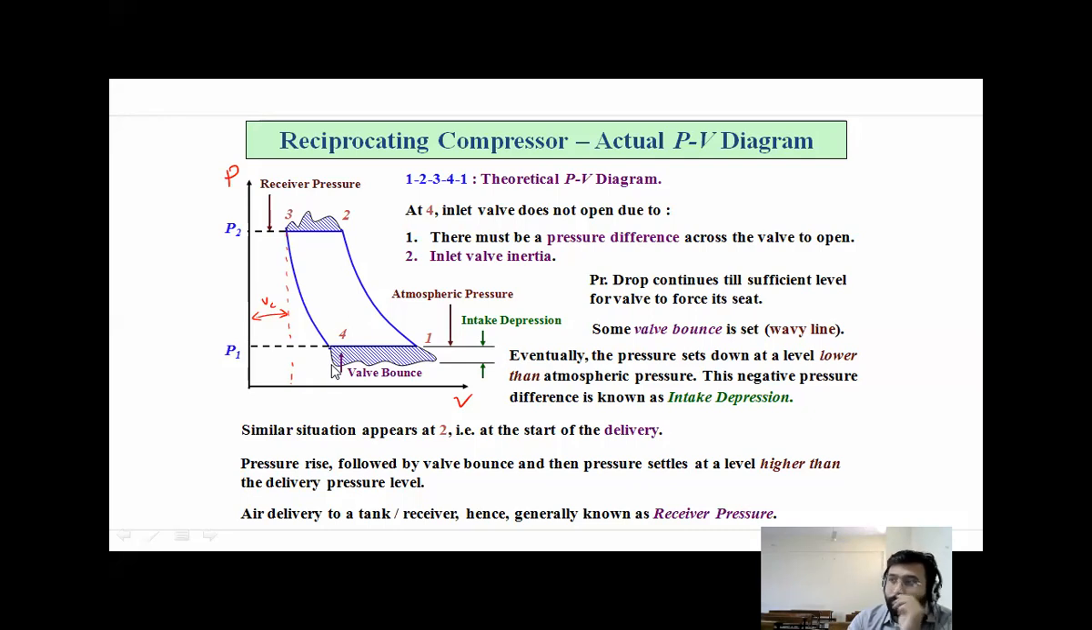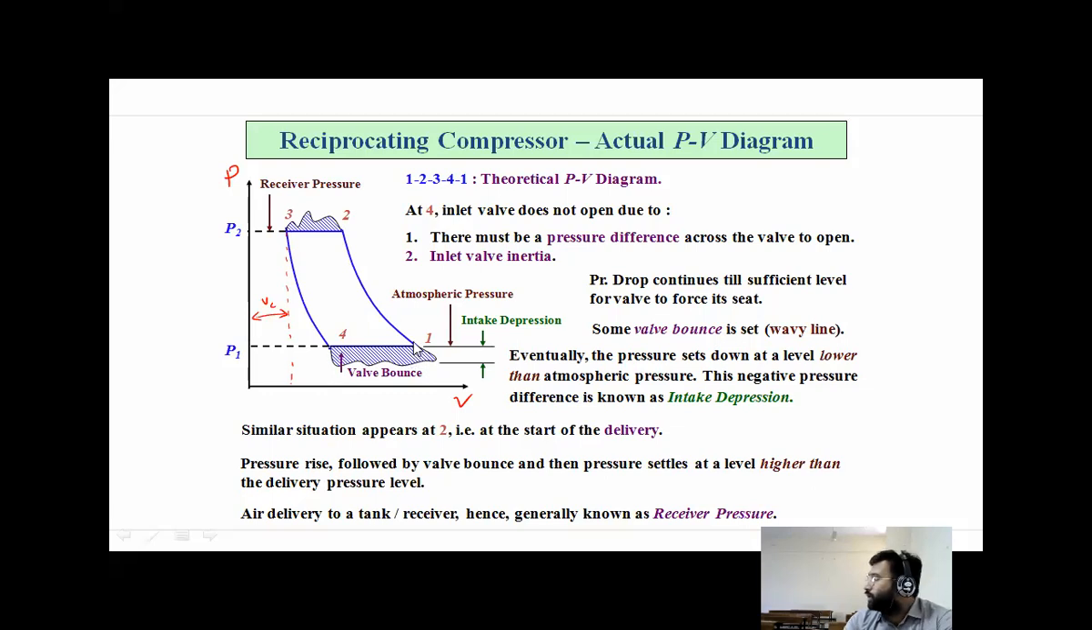Now after this also, the air is not taken inside at constant pressure. The pressure continuously changes in a waveform. This is because of valve bounce. The suction valve vibrates due to its bouncing motion, so a wave nature is observed in the pressure value. Then at this point air is taken inside and reaches point number 1. So here it is called intake depression.